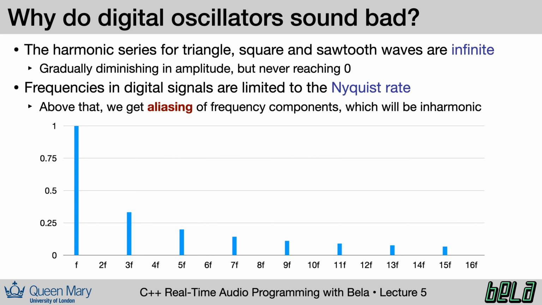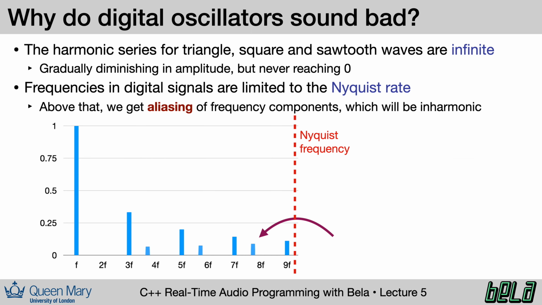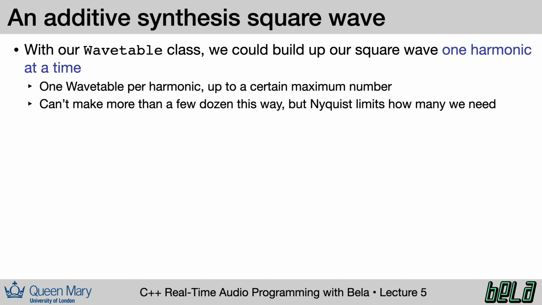So in this particular example, suppose that our Nyquist frequency was here, right above 9F. What will happen is that these three higher frequency components will be reflected back into the lower frequency region, and there they are no longer harmonic with the original fundamental frequency. And this aliasing is often responsible for the poor sound of digitally generated squares and sawtooths. Well, what could we do about this?